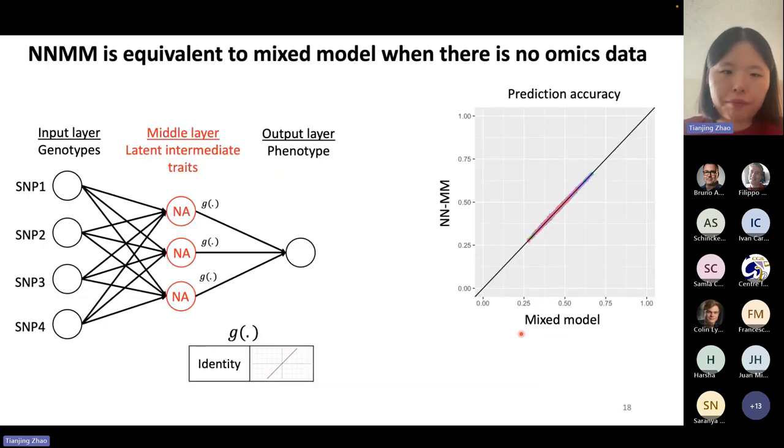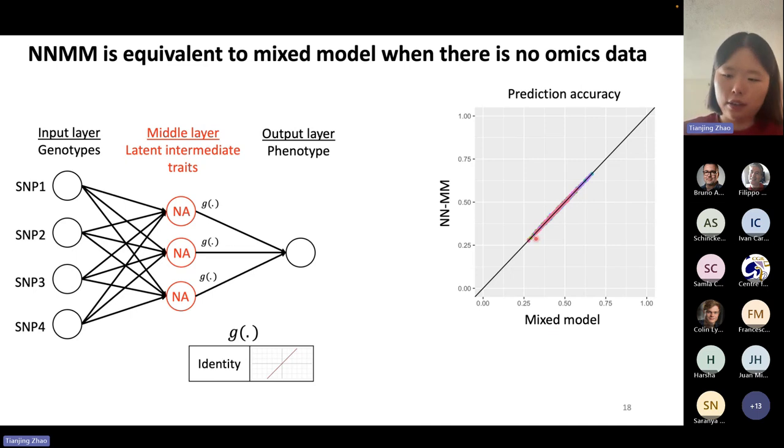So then when we have 100% missing, let's say no omics data, in this situation, NMM will be equivalent to the conventional mixed model. So in this situation, we only have genotypes and phenotypes, everything in the middle is missing. And if the G is identity, then this is a prediction accuracy of NMM versus a conventional mixed model GBLUP.